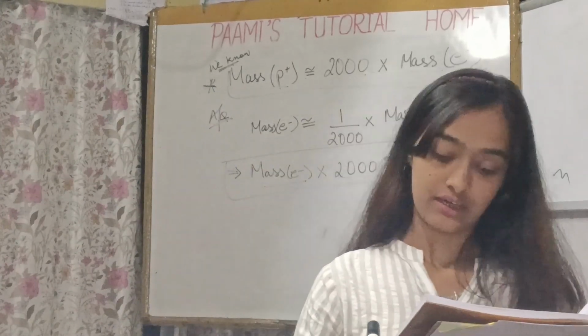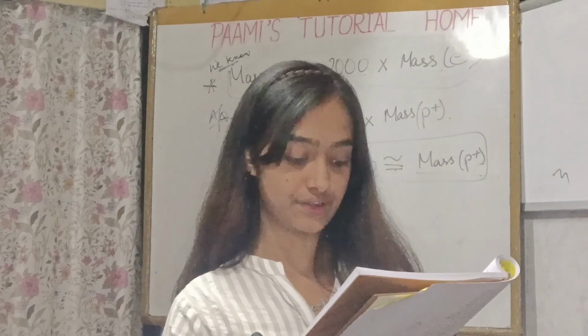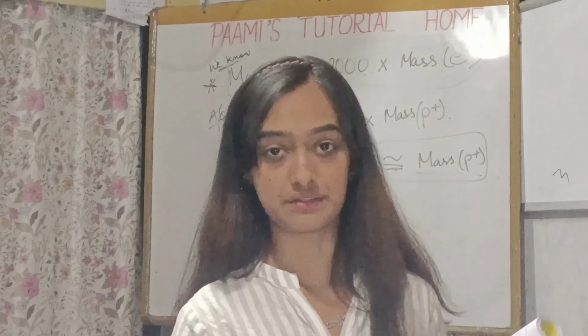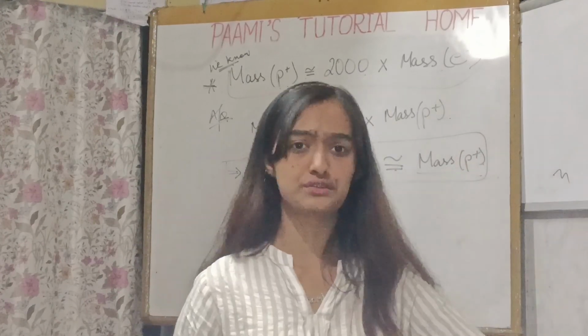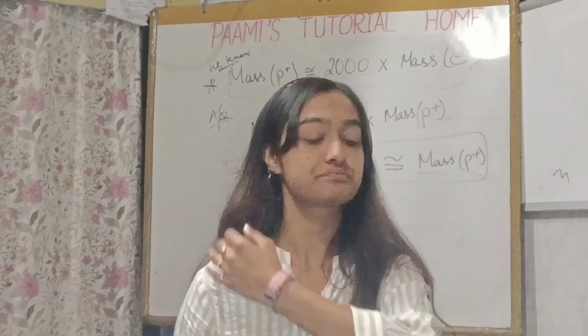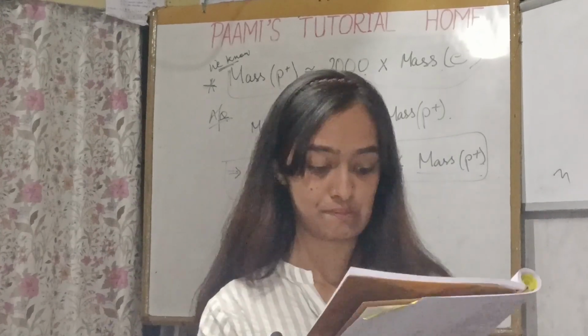Then we have: an isotope of iodine is used for making tincture iodine, which is used as a medicine. Okay. This is not in your book. It's a question based on your concept or for a higher level. Let me just tell you the answer. The answer is true. Okay.